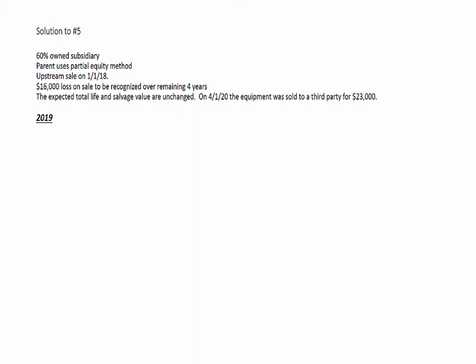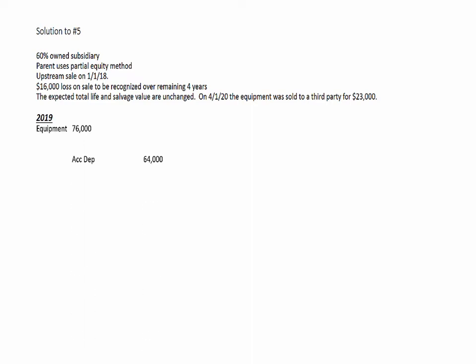In 2019, again, just to summarize, we have a 60% owned subsidiary. The parent uses the partial equity method. We had an upstream sale on January 1st, 2018 with a $16,000 loss being recognized over 4 years. So in 2019, again, our elimination entry, we still have to write the equipment up from its current cost of $24,000 to its true, correct historical cost of $100,000.